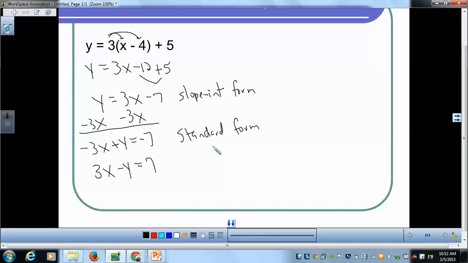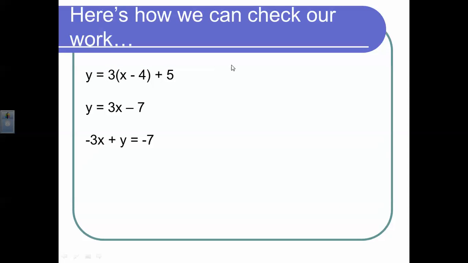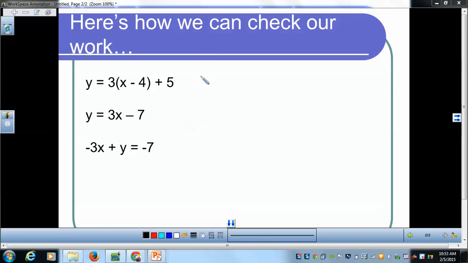Now, when we look at what we have, how do you know if you're right? The reality is, no matter what form we're in, they should be equivalent, which means if a point is on one line, it should be on the other two versions. So if we go back to point-slope form, what we should recognize is that the point (4, 5) is on this line. If I plug (4, 5) into either of these two equations, it should make a true statement.